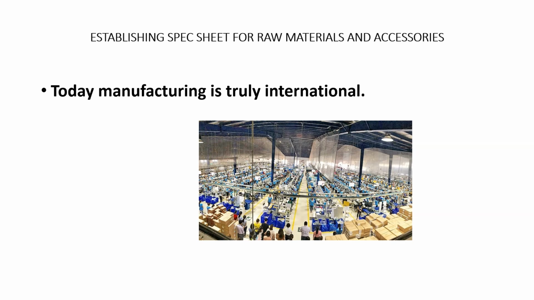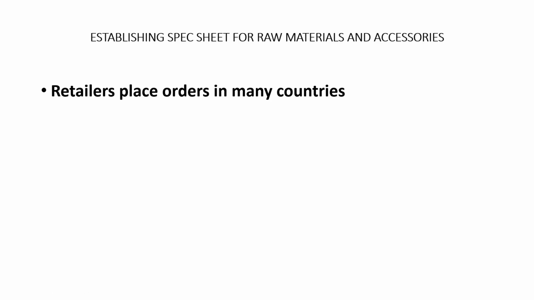Now, to do that manufacturing process, we have to procure certain items in the form of fabrics, in the form of accessories, labels, all sorts of things. So how about those things? Those things are also to be procured, okay, and they can be procured from different parts of the world. So in this context of establishing the specification sheets, we will talk about that aspect, how it is managed by the retailers.